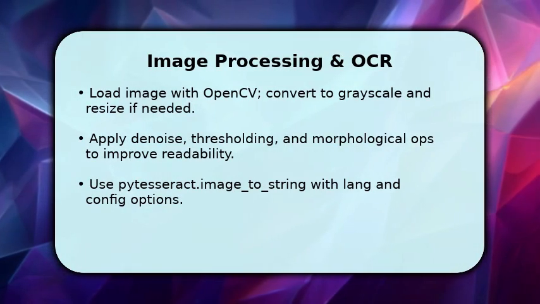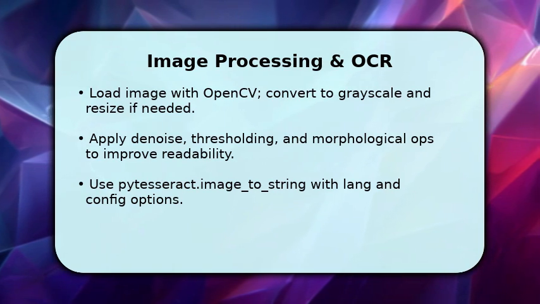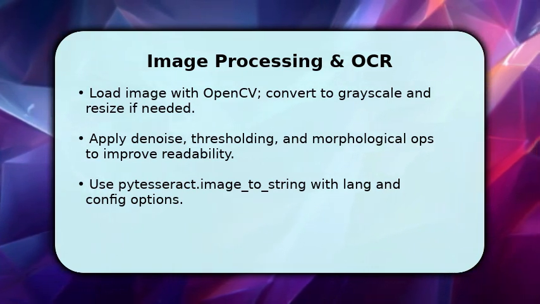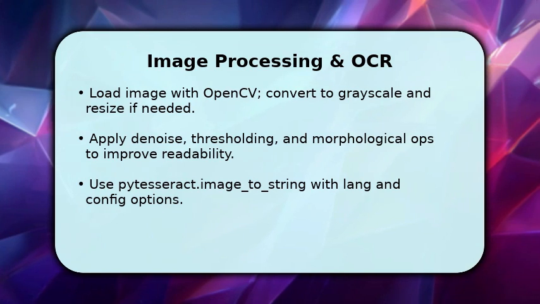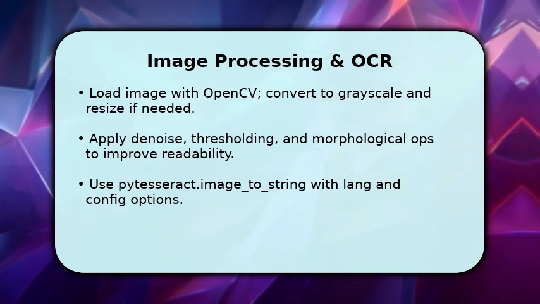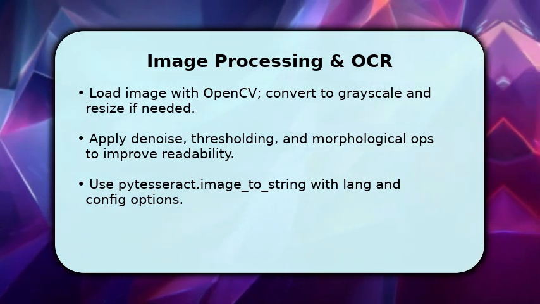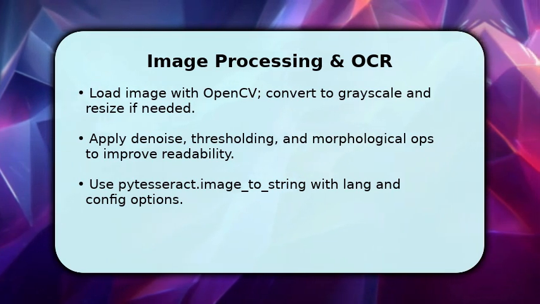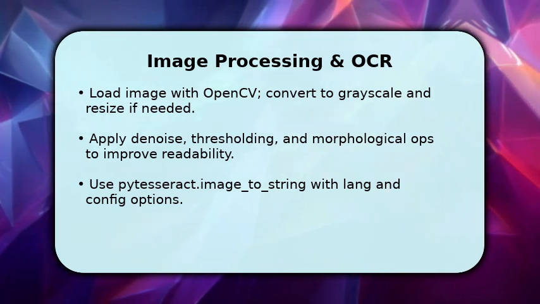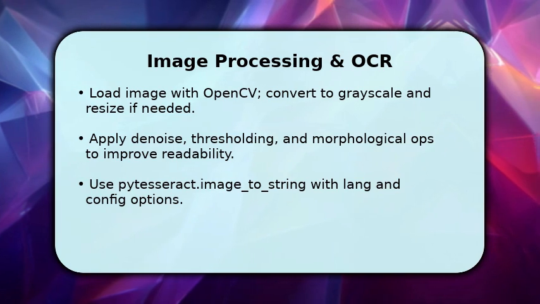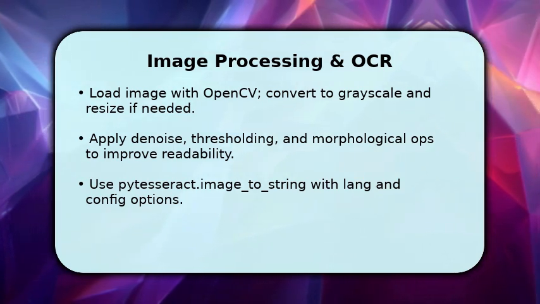You now transform the raw images into text-friendly inputs. Load an image with cv2, convert it to grayscale, and resize to a sensible width while preserving aspect ratio. Then denoise with Gaussian blur, apply adaptive or Otsu thresholding, and optionally use morphological opening to remove speckle.